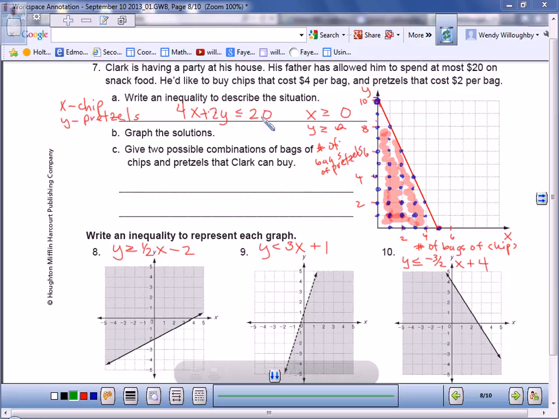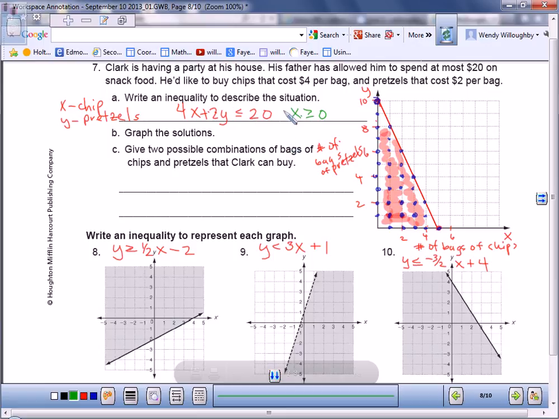Now, there are 2 other inequalities that are represented by this situation that you may not have thought of. One of them is that the number of bags of chips has to be greater than or equal to 0. Does that make sense? This is saying you can't buy a negative number of bags.